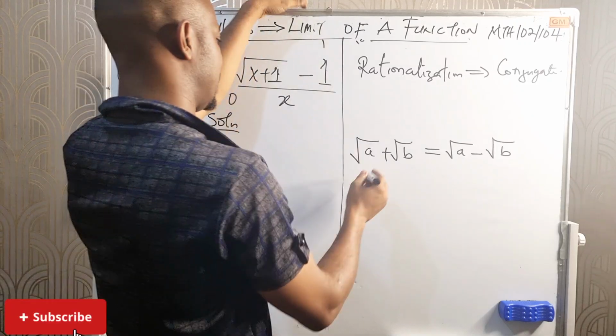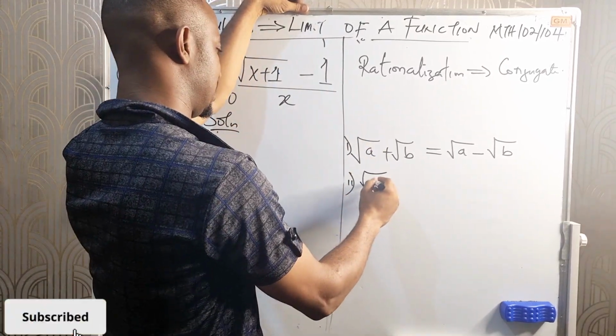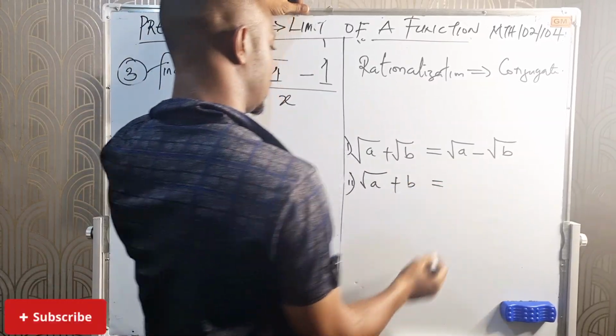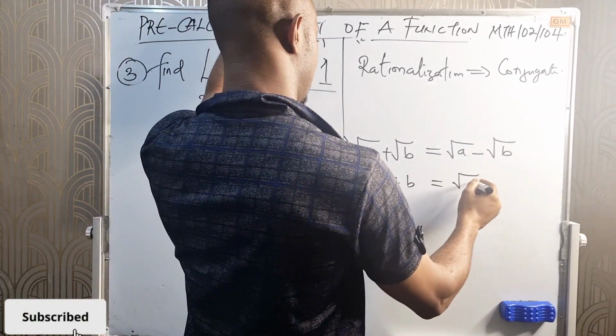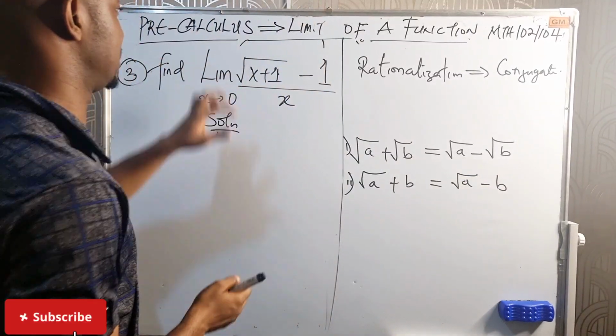Even if we have, let's say, a case here, number 2. We have case a with root a plus b. What will be the conjugate? Root a minus b. This is just this case here.